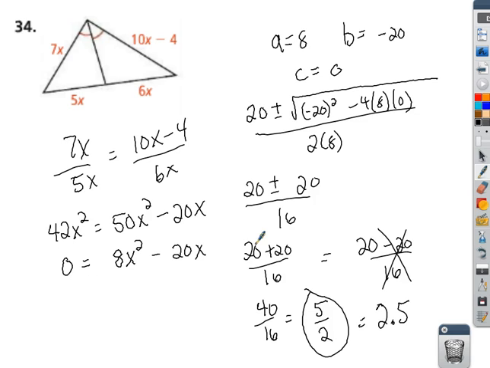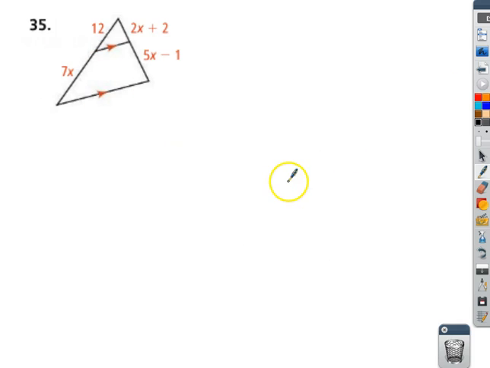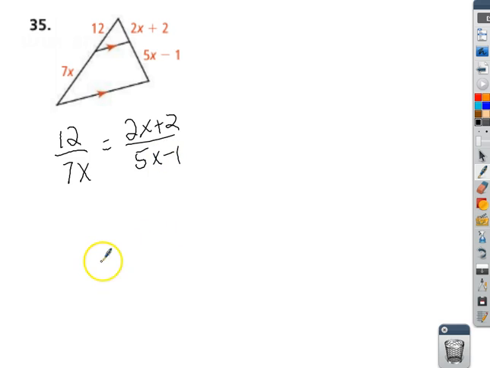Everybody okay with that? You get the same answer if you cancel out the x's and cross multiply. Number 35, 12 over 7x equals 2x plus 2 over 5x minus 1. This one you can't cancel anything out.